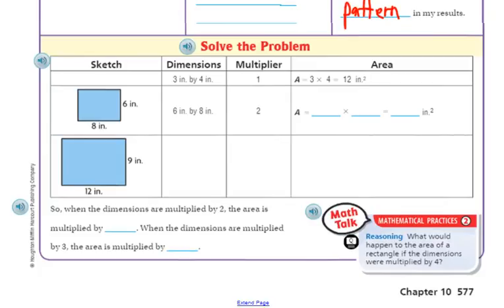Solving the problem. You notice here we have our sketches on the left, and we have our dimensions, our multiplier, and the overall area. Okay, so first, let's look at our original. So this would be our original rectangle. And the original rectangle was a 3 by 4, and this is area equals length times width, so 3 times 4 gives me 12 inches squared. So the other two areas we are going to find, we are going to compare to that 12 inches squared.